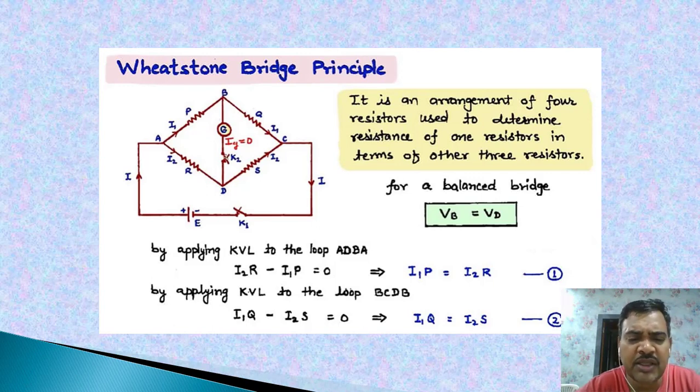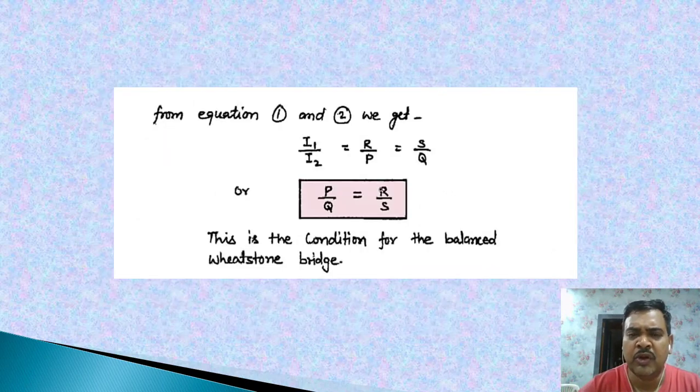By applying KVL to the loop BCDB, this time we are moving in clockwise direction. First, the current I1 is flowing in BC in the same direction, so I1Q. Now from C to D we are moving opposite, so minus I2S equal to 0, I1Q equal to I2S. This is equation number 2.